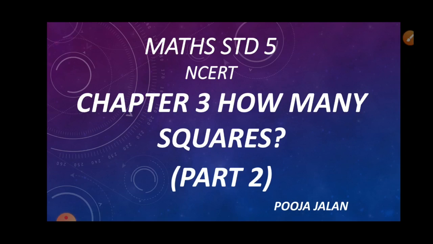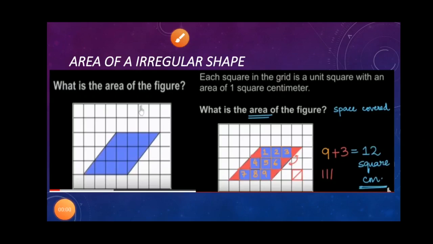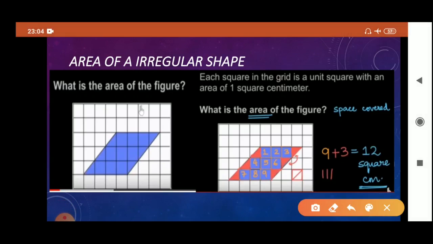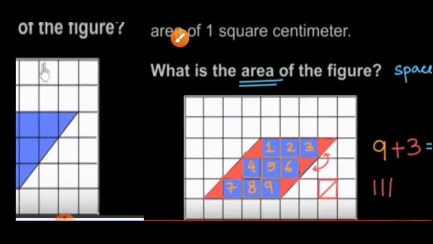Today we will learn chapter 3, How Many Squares, in which we will learn how to find the area of a given figure. Let us find the area of an irregular shape. Suppose this type of shape is given. Now there is no formula to find the area of this type of shape. So we will count its inner space. So let us count.